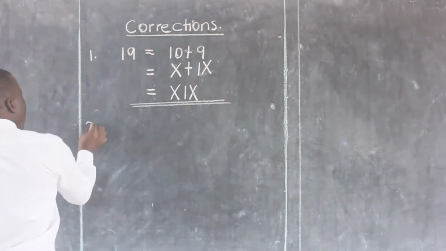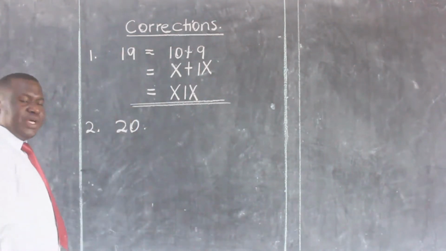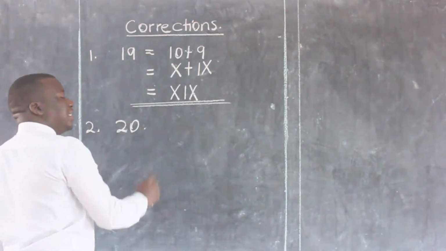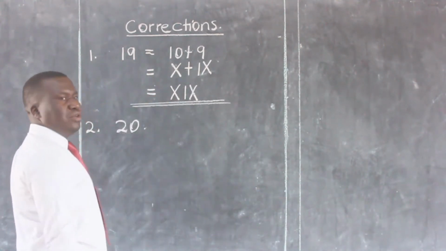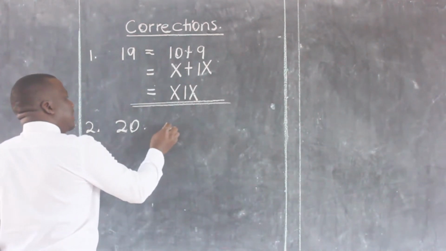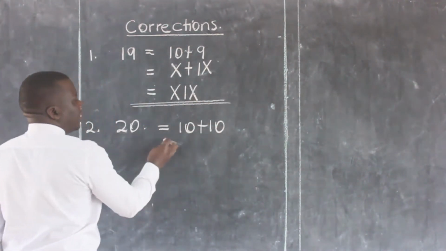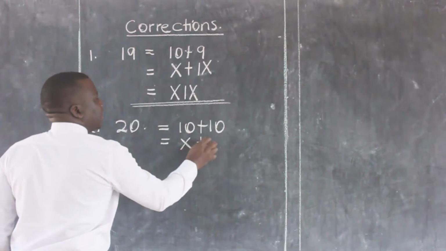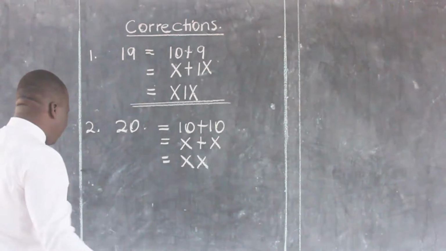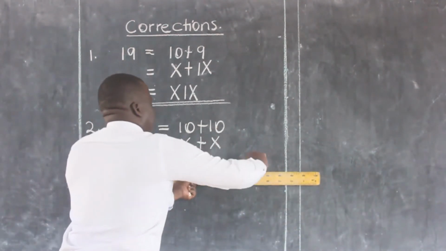In number 2, I gave you 20, to write 20 as a Roman numeral. So I know 20 is an addition Roman numeral. You keep on adding 10 plus 10, which gives us X plus X, which gives us XX. So that is 20. I hope you got that. You double underline and it will work.